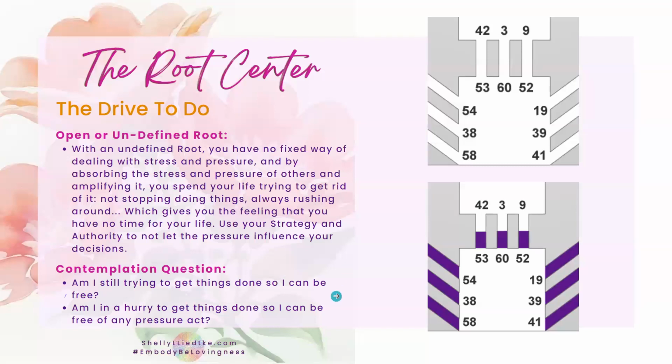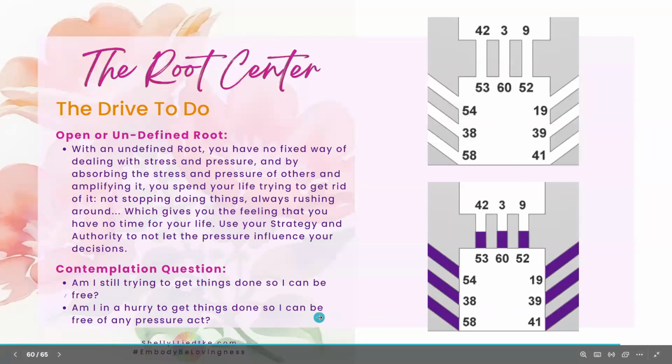So the fallback again is your type, strategy, and authority. Contemplation questions here to help bring balance. Am I still trying to get things done so I can be free? And am I in a hurry to get things done so I can be free of any pressure? But in this case, the pressure will always be there to do. So using your type, strategy, and authority to know when to do and when to hurry or not to hurry is the thing.